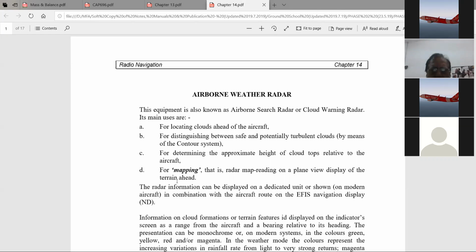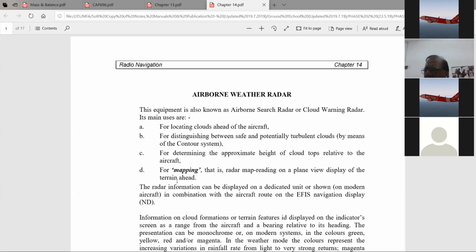Number 1, locating the cloud, then distinguishing between which is bad, which is good, and thereafter, in case you want to determine the height of the top of the cloud ahead of you, you can do this with the help of weather radar. And obviously, the last is, in case of reasonably okay weather conditions, you can carry out weather map reading also with the help of the weather radar. These are basic as far as the functions of the weather radar.